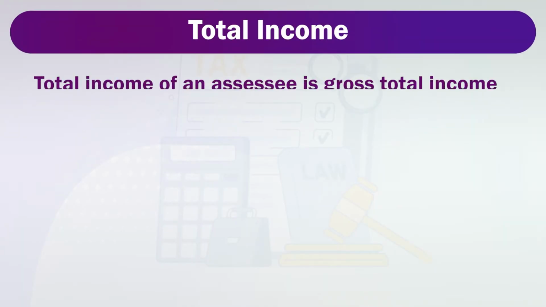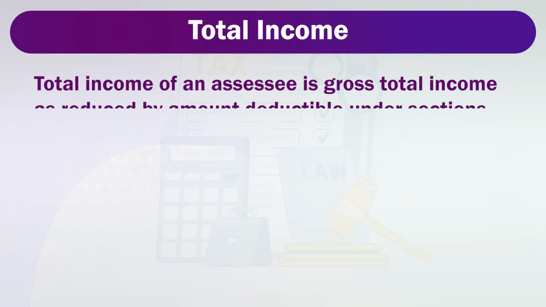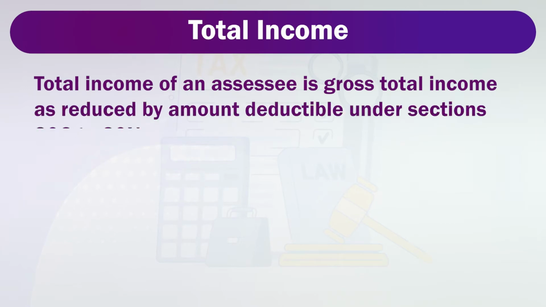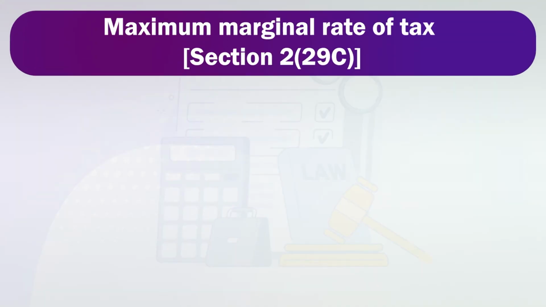Next concept is total income. Total income of an assessee is gross total income as reduced by the amount deductible under section 80C to section 80U. Next concept is maximum marginal rate of tax, which is given under section 2 subsection 29C.